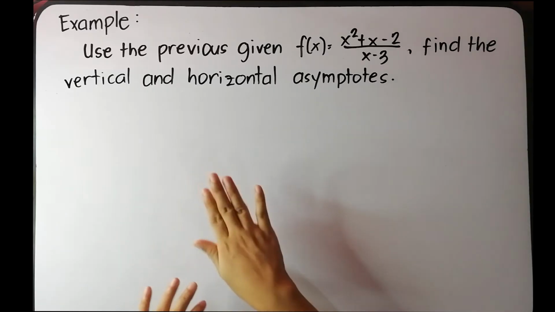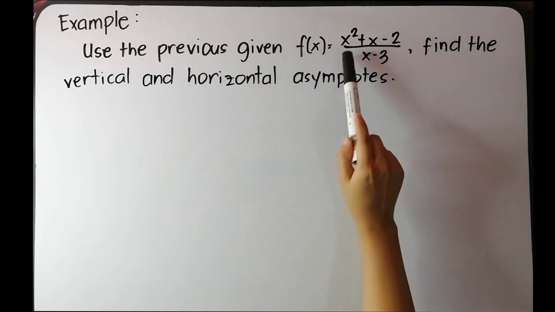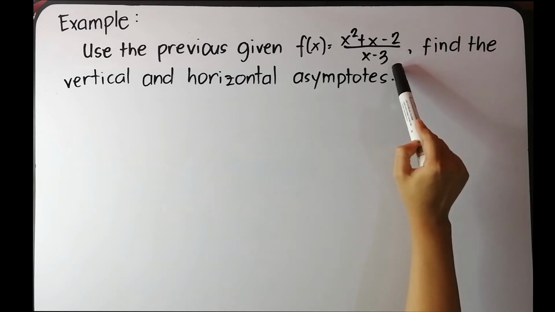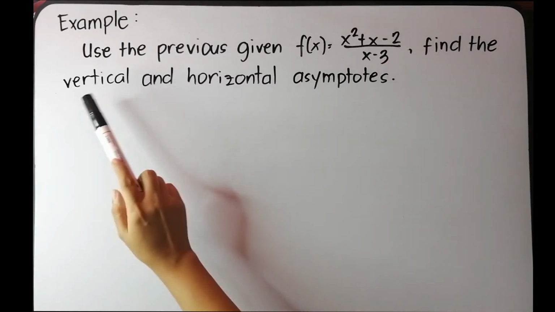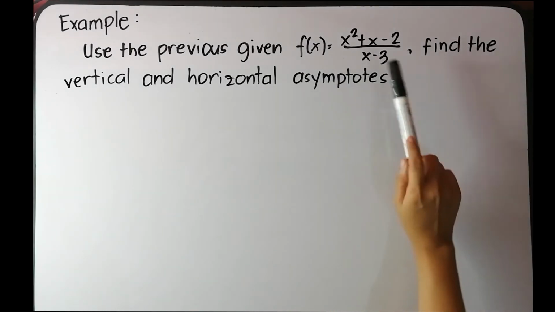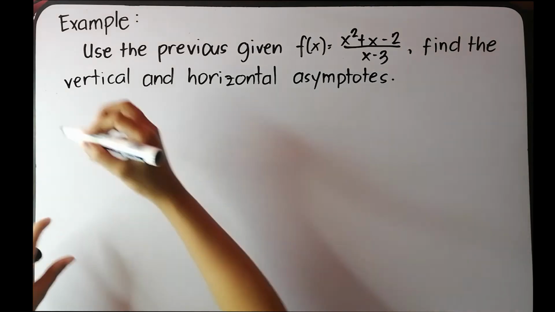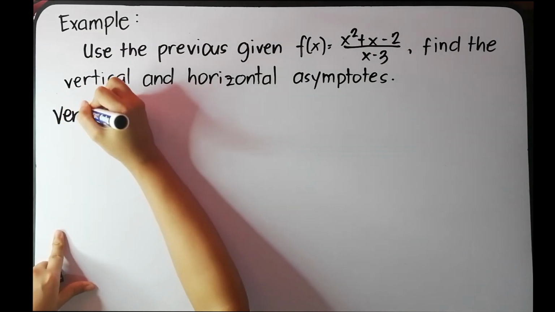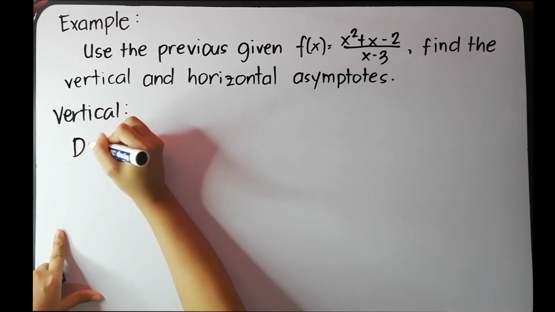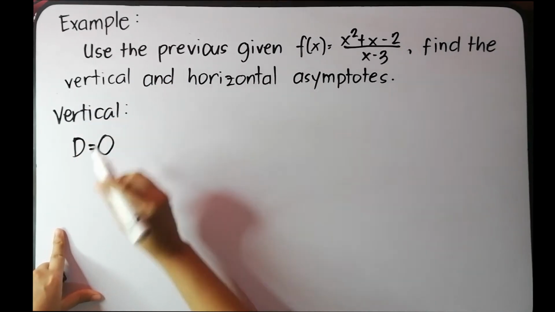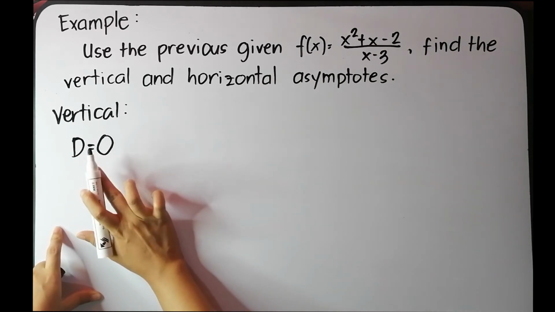So let us have this example. We use the previously given f of x equals x squared plus x minus 2 all over x minus 3. This time we have to find the vertical and horizontal asymptotes of this given rational function. How can we get the vertical asymptote? First, let's get the vertical asymptote. In order to get it, we need to equate our denominator, denoted by d, to 0.